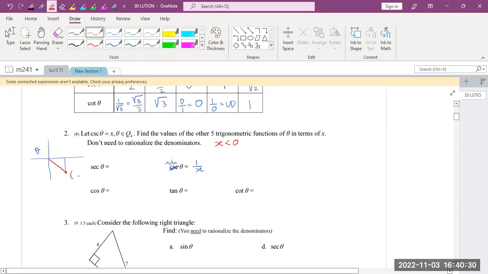So the y will be -1. Okay, so to have that 1 over x, the x has to be negative x. I mean, the hypotenuse has to be negative x. So that sine theta equals 1 over x. Then by Pythagorean theorem, this side here is the square root of x squared minus 1.